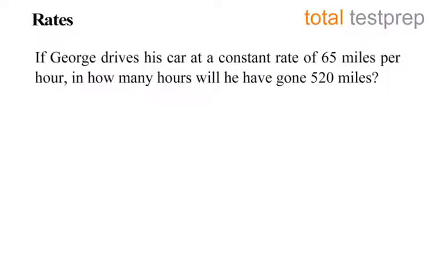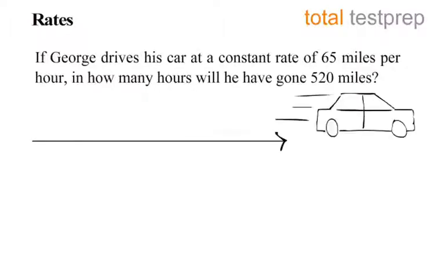Now, there's another way to do these questions that's a bit more intuitive, and you can use a mnemonic device that I like to call the distance bar. So if George drives his car at a constant rate of 65 miles per hour, in how many hours will he have gone 520 miles?